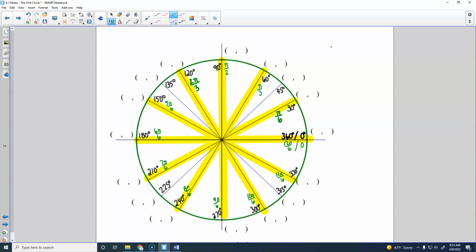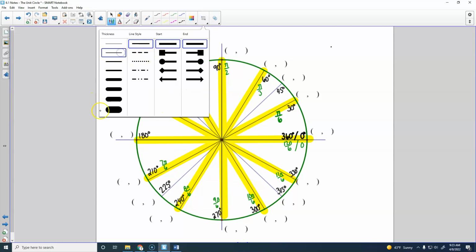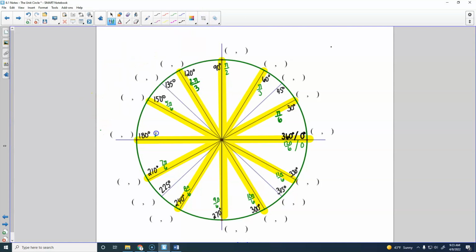Five pi over 6, does it reduce? It does not. 6 pi over 6. My 6's just cancel, and I just get a pi, which we kind of already knew that one was pi, because we know pi equals 180. 7 pi over 6, does it reduce? Nope. 8 pi over 6, what does that reduce to? 4 pi over 3.